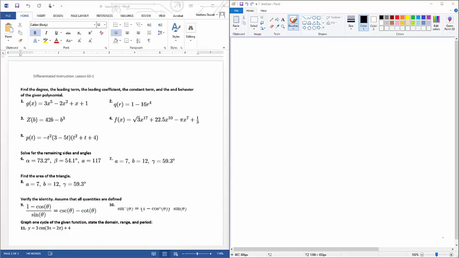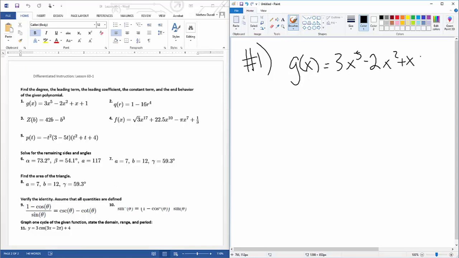DI 60-1, first question, it says find the degree, the leading term, the leading coefficient, the constant term, and the end behavior of the given polynomial. Let's look at number 1. So the first says find the degree. The degree was the highest exponent, and so that's going to be 5.